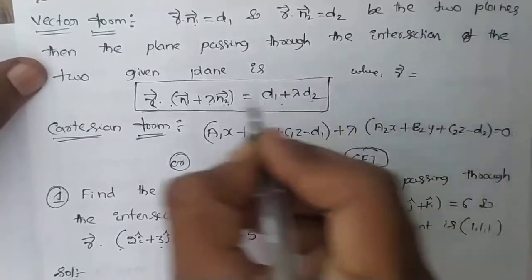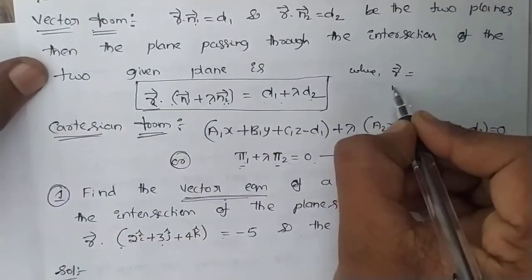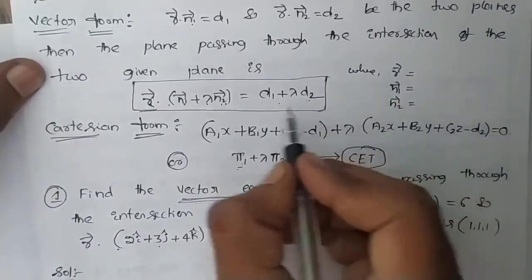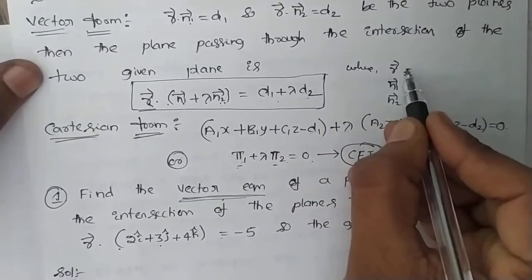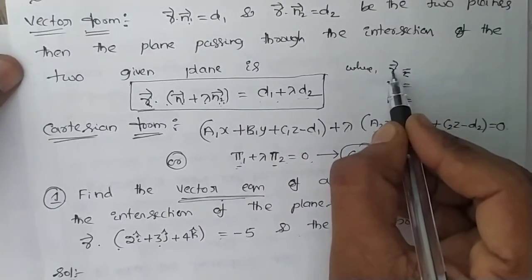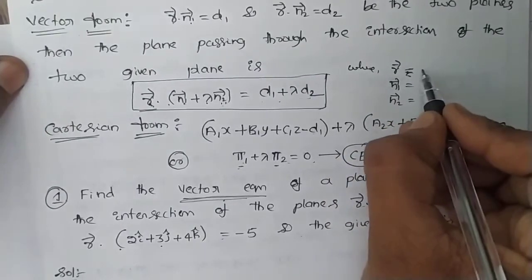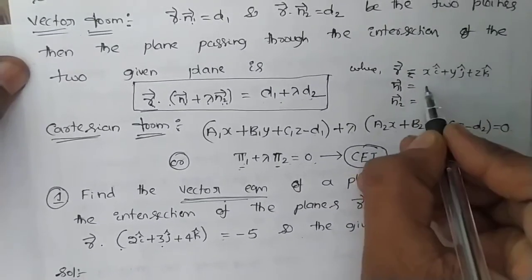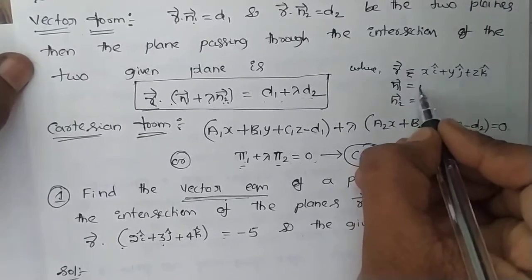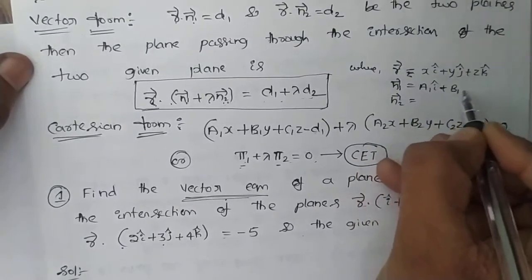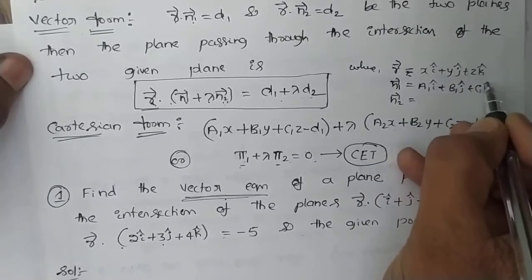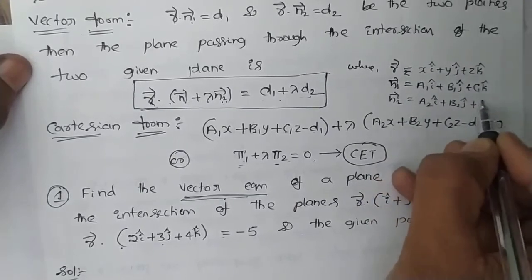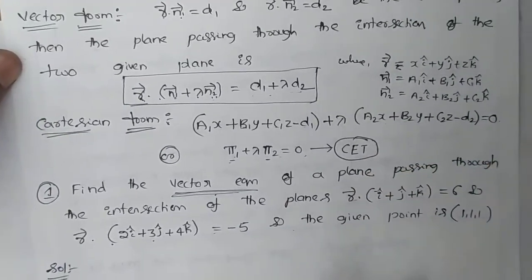Here r vector, n1 vector and n2 vector, d1 and d2 are nothing but distances. R vector is the position vector of the point P with respect to the origin. R vector is nothing but xi plus yj plus zk. n1 vector will be a1i plus b1j plus c1k. n2 vector is a2i plus b2j plus c2k. Now let us come to the problem.